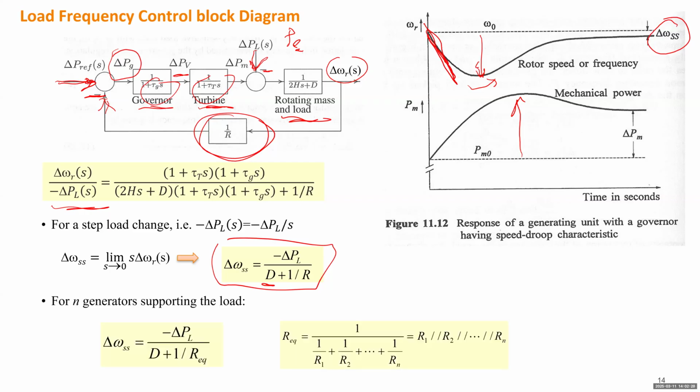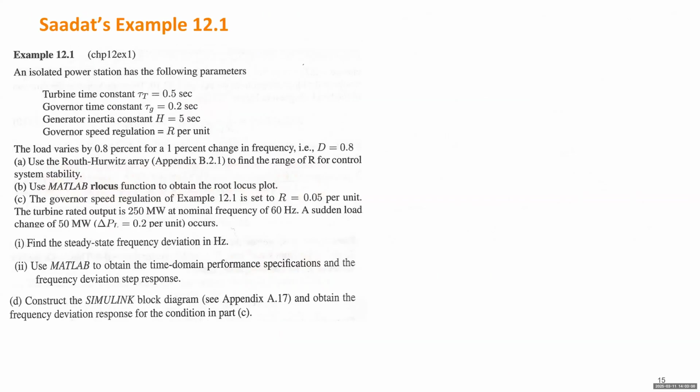Another thing we mentioned is if there are many generators together supporting the system's load, each generator has a governor, and we can utilize the parallel circuit rule to calculate the equivalent R, and use that R value to calculate the final frequency deviation. And we raised the question whether the smaller R the better. By the remaining time of this lecture, we'll address that question.